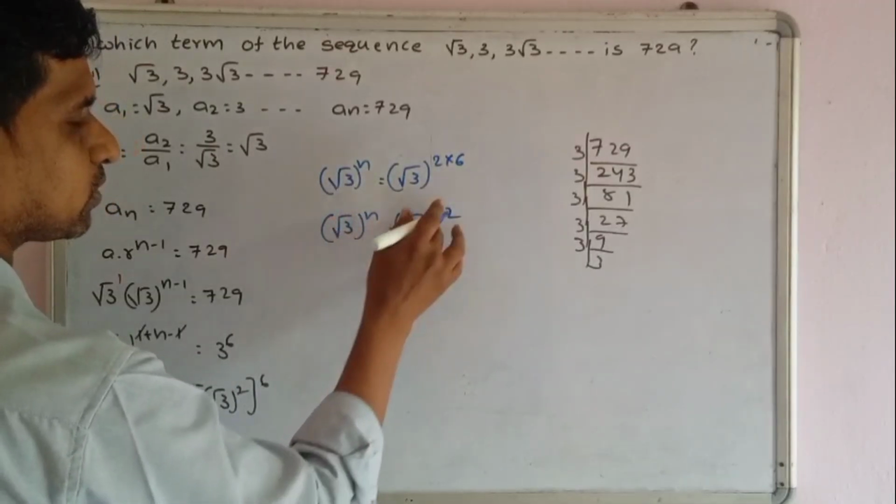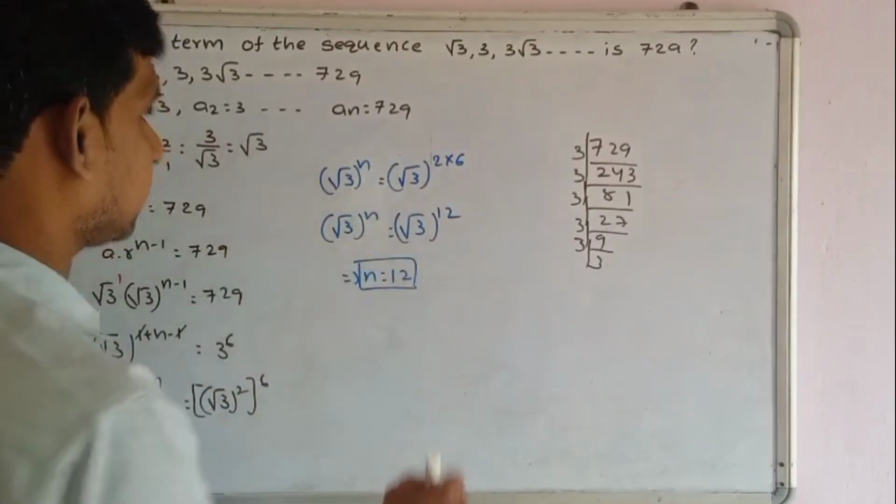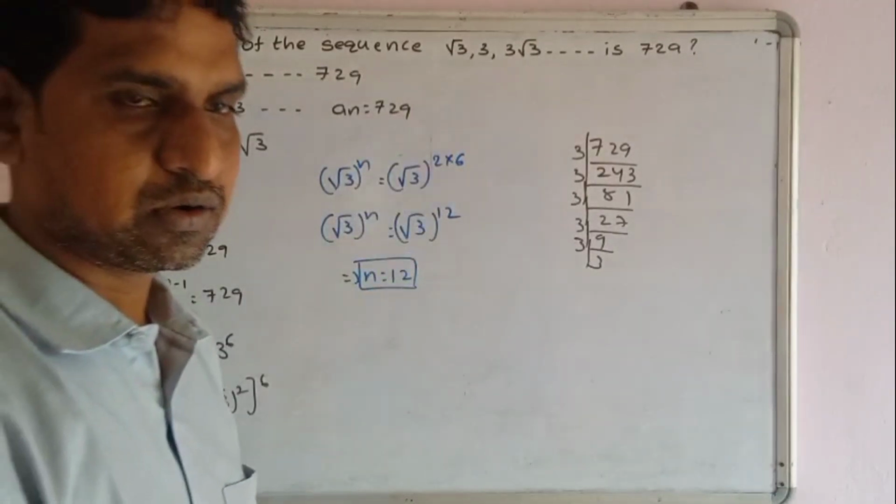So a power m equals a power n, so n equals 12. So the 12th term of the series is 729.